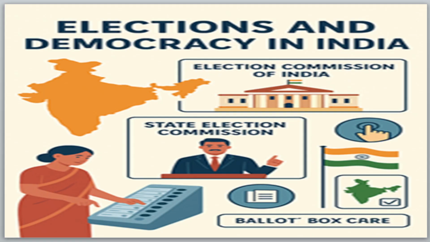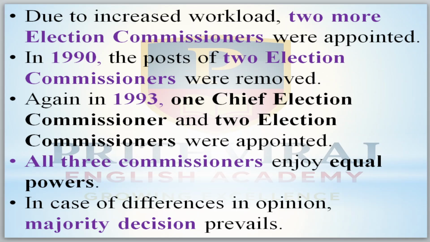Okay, this is the first thing. And one more thing they have done here: because of the increase of the workload, two more election commissioners were going to be appointed. Before, in 1950, only one was there. Along with the one Chief Election Commissioner, two more election commissioners were appointed by the 61st Constitutional Amendment in 1989.